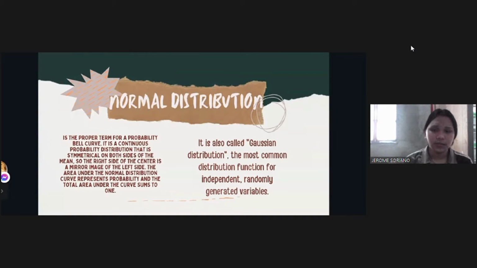So, normal distribution. Normal distribution is the proper term for a probability bell curve. It is a continuous probability distribution that is symmetrical on both sides of the mean. So the right side of the center is just a mirror image of the left side. The area under the normal distribution curve represents probability, and the total area under the curve sums to 1. It is also called Gaussian distribution. It is the most common distribution function for independent randomly generated variables.